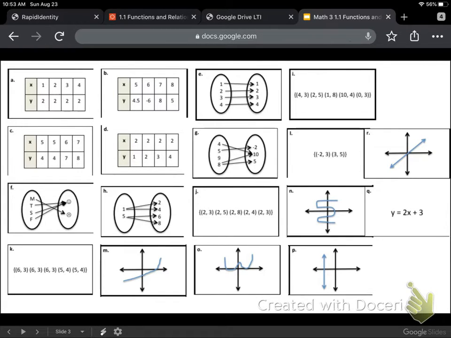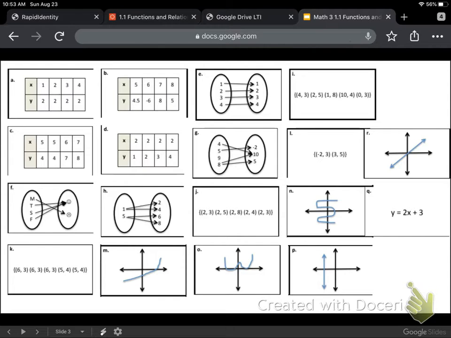Okay, so what you see here is assignment 1.1. What you have to do is determine if each of these is a function or not a function. Then on page 2, you have two columns. One says function, one says not a function, and you have to put these in the appropriate column. So I'm going to show you how to determine if these are functions or not functions.